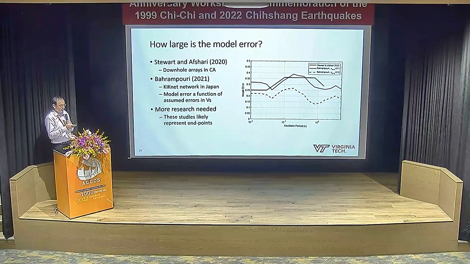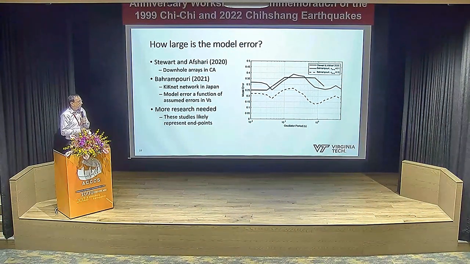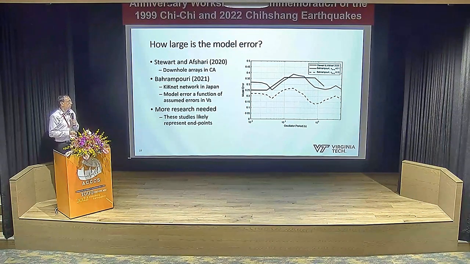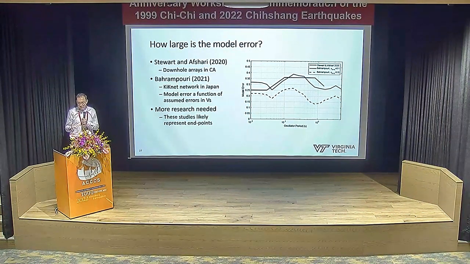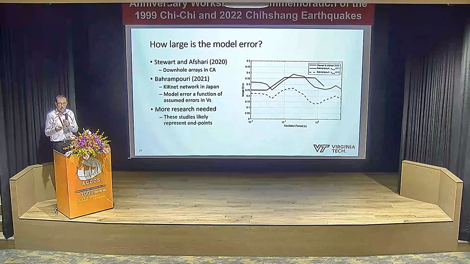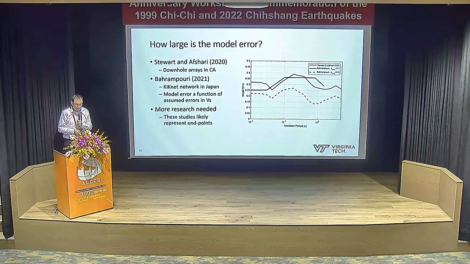There are different estimates. If you look at work that was done by John Stewart at UCLA, they have model error estimates that go up to about 0.3, 0.35 over some frequency range. This is a value that's relatively high, or it's actually very high.